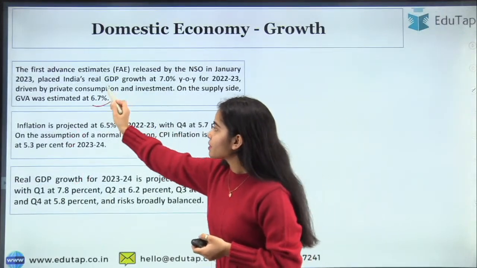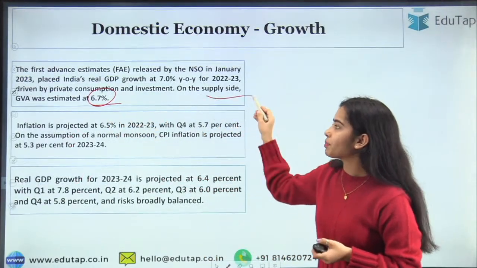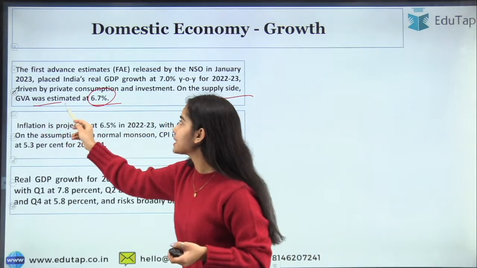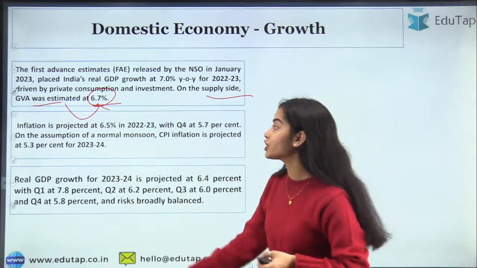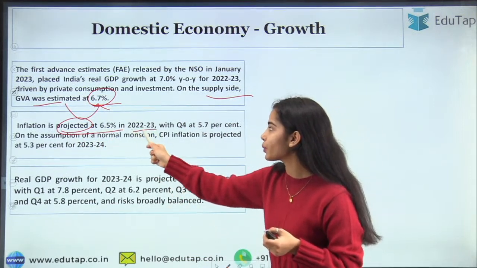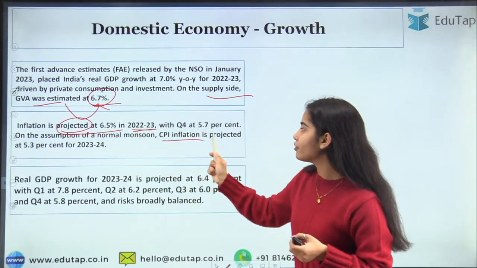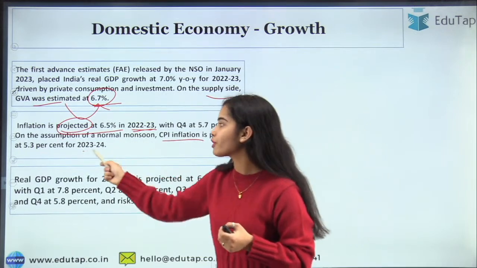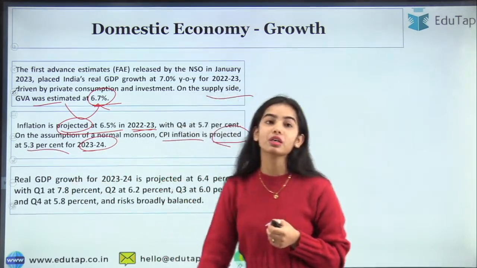So now, as per the first advanced estimate, on the supply side, the gross value addition is estimated at 6.7%. Inflation is projected at 6.5% for 2022-23, and the CPI inflation for 2023-24 is projected at 5.3%.